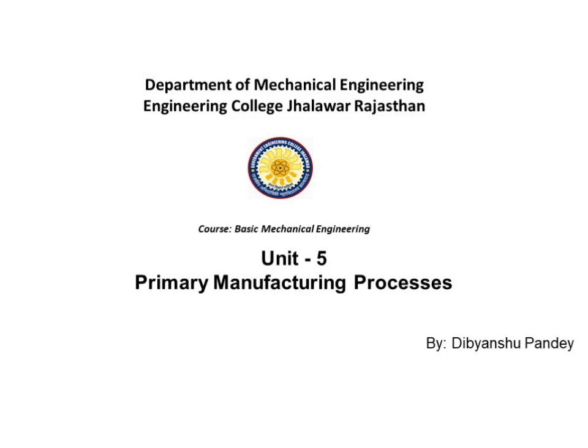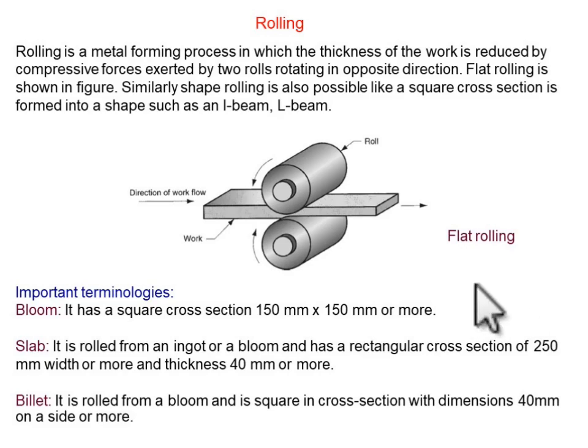So, in this lecture, we are going to discuss the rolling operation. Rolling is a metal forming operation in which the thickness of a workpiece is reduced by compressive forces exerted by two rolls rotating in opposite directions. You can see the diagram here. These are the two rolls rotating in opposite directions. If this one is anti-clockwise, the other roller is rotating clockwise, and this is a slab which is inserted from the left-hand side and comes out from the right-hand side. By applying compressive load, we reduce the thickness of the sheet. This is what we call the rolling operation.